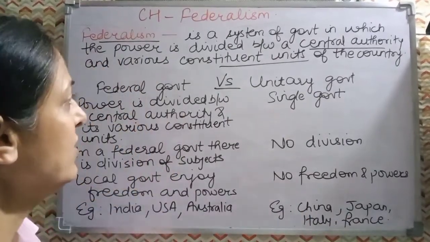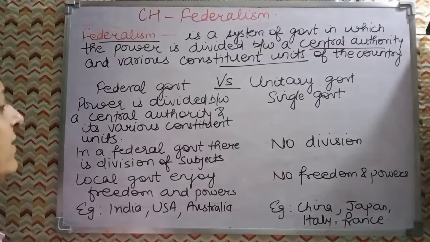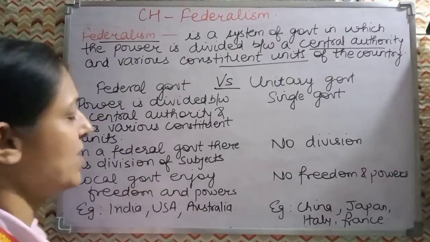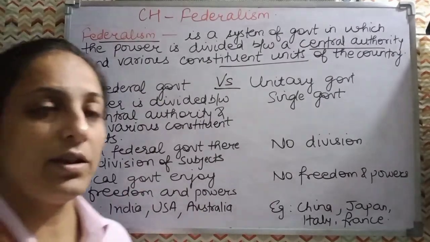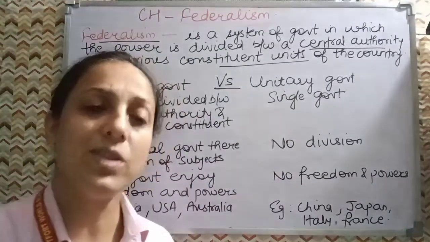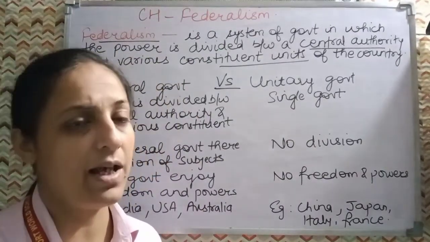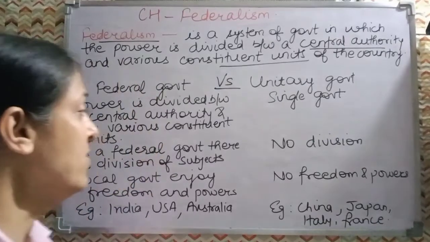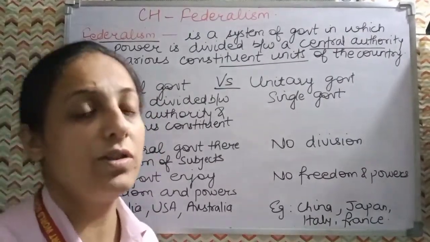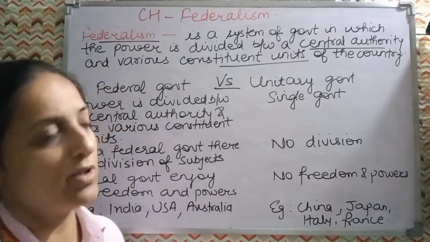Now, the second point: in the federal government, there is division of subjects. In the federal system, we have the union list, the state list, the concurrent list, and the residuary list. So the division of subjects is there. The areas are divided, according to which the different levels will make laws accordingly.